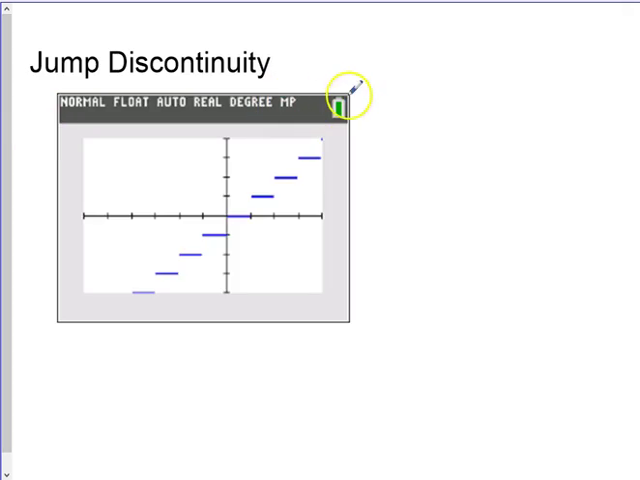Jump discontinuity, example of a step function. So a step function is like your age. You know, you say you're 16 until the day you turn 17, and then you say you're 17 until the day you turn 18. So this is a step function. It has jump discontinuity, and usually these are filled in on one end, open on the other. Otherwise it wouldn't be a function, right?